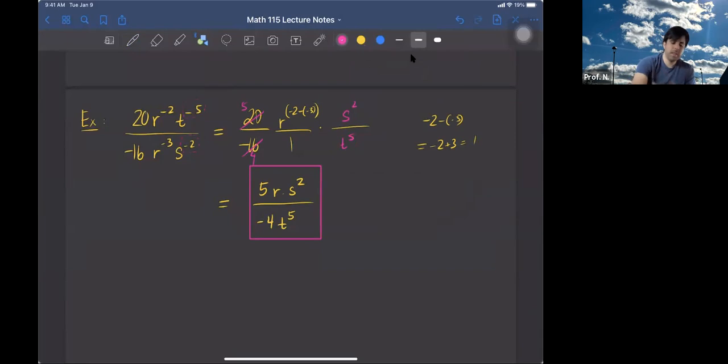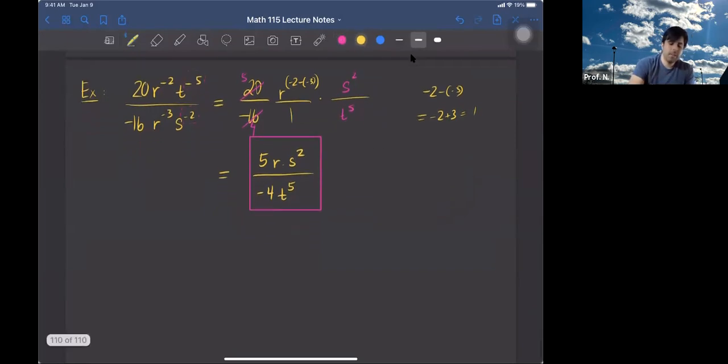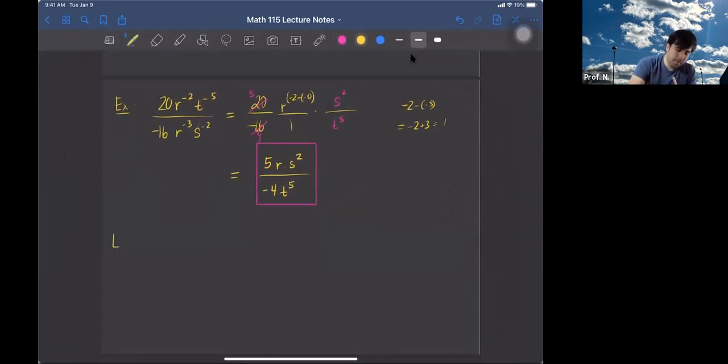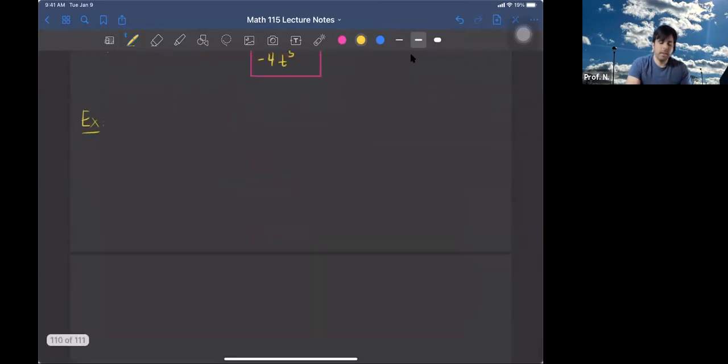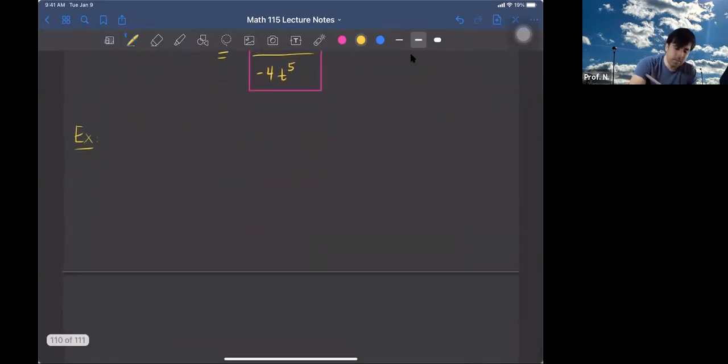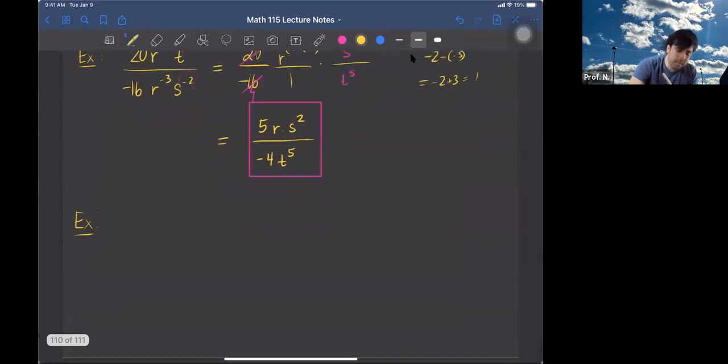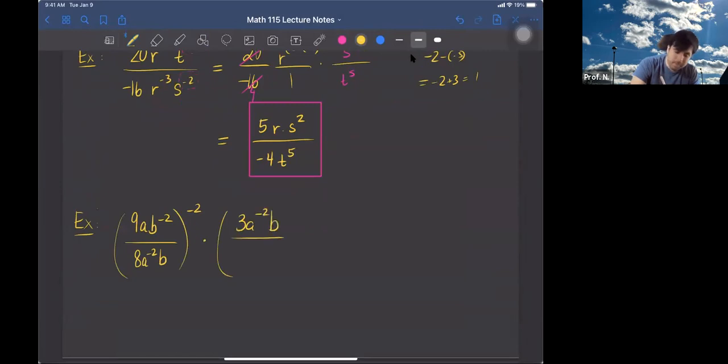So this one wasn't too many steps. Now the last one we're going to deal with is probably the boss level of these kinds of simplifications of exponential expressions. This is basically almost everything but the kitchen sink. So this is 9a b to the negative 2 all over 8a to the negative 2b, this is raised to the negative 2 power, multiplied by 3a negative 2b over 2a squared b to the negative 2, raised to the third power.